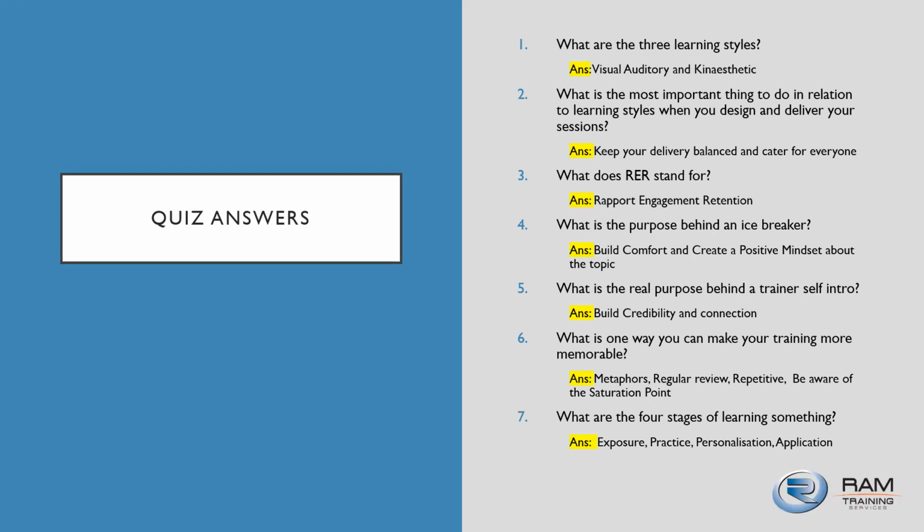Number 6, what is one way you can make your training even more memorable? Well, you can use metaphors, regular review, be repetitive, and be aware of the saturation point of your learners. And lastly, number 7, what are the 4 stages of learning something? Learning anything, really. Exposure, practice, personalization, and application there.